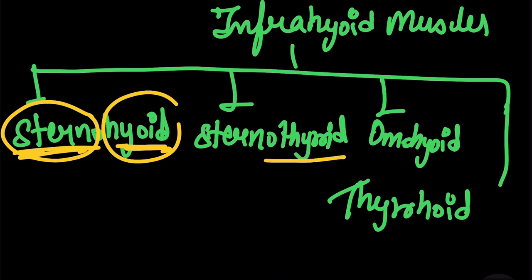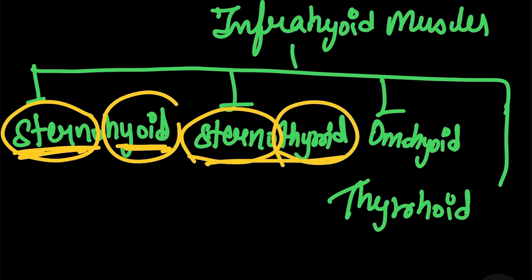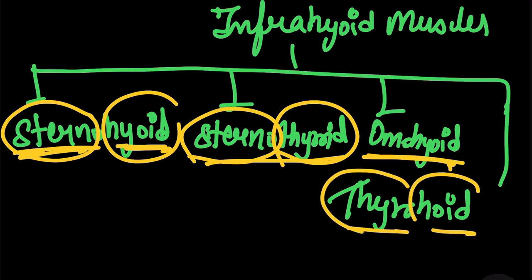Similarly with this muscle, that is sternothyroid, here also sternum and thyroid are present, whereas we have omohyoid. And lastly we have the thyrohyoid. Thyro means thyroid and the hyoid one. Now let's make it more easy. First we have the sternohyoid. For sternohyoid, as I say, it has some sternum part and it has the hyoid part.